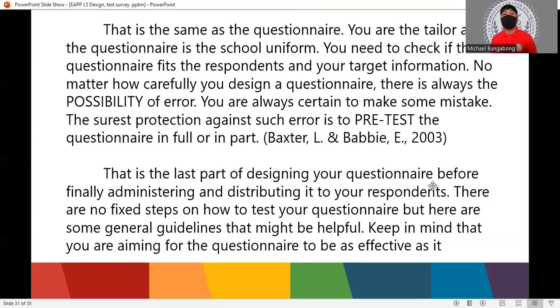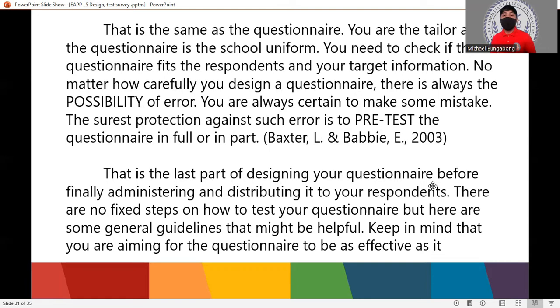No matter how carefully you design a questionnaire, there is always the possibility of error. You are certain to make some mistakes. The surest protection against such error is to pre-test the questionnaire in full or in part, especially nowadays that we're using online platforms or distance learning where everything can be accessible online or using digital technology. All you have to do is test it first, especially the questions. If there is something that is not understandable, then revise the question.